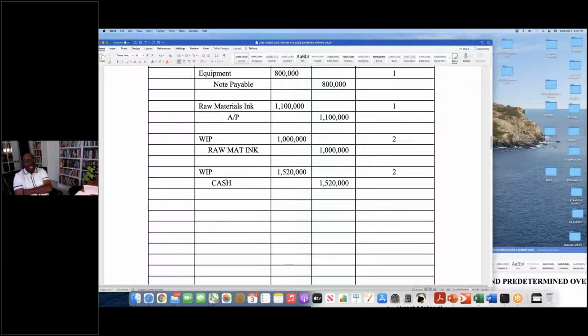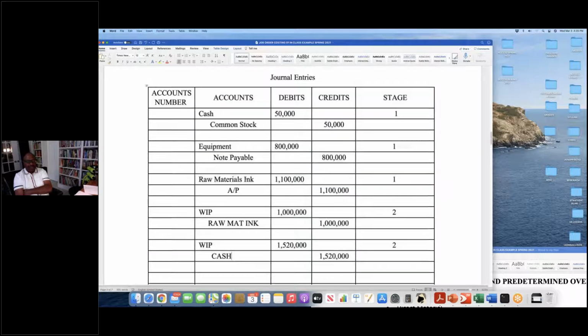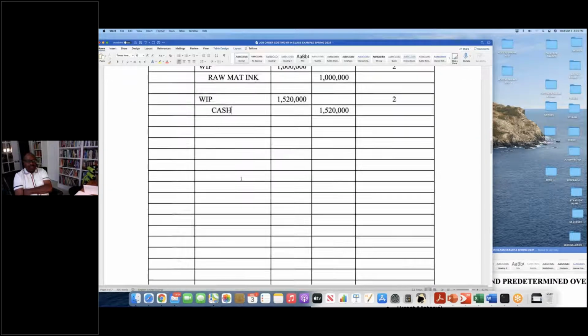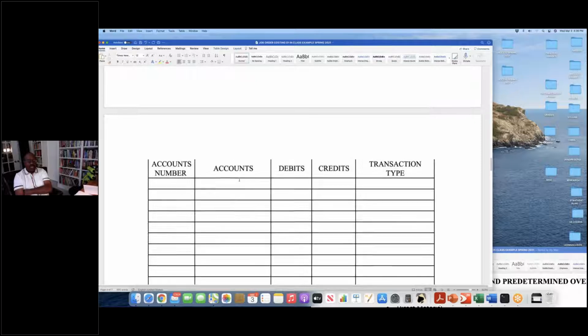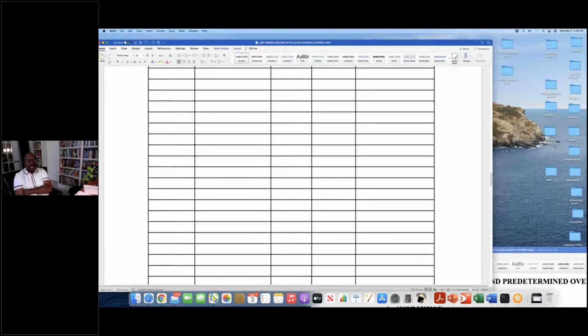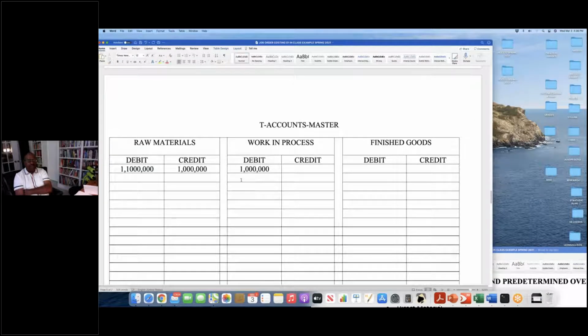The workers want cash, so it's debit work in process and credit cash. Okay, so go ahead and post 1,520,000 in here. We're just doing these manufacturing accounts right now. We'll get back to all of them eventually, but for now we're just doing the manufacturing accounts in terms of our posting.